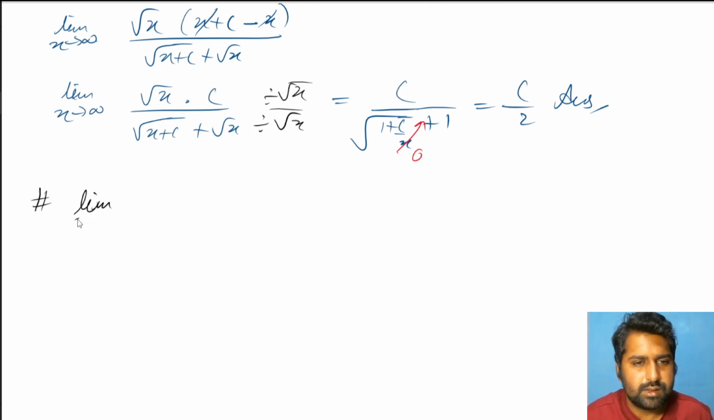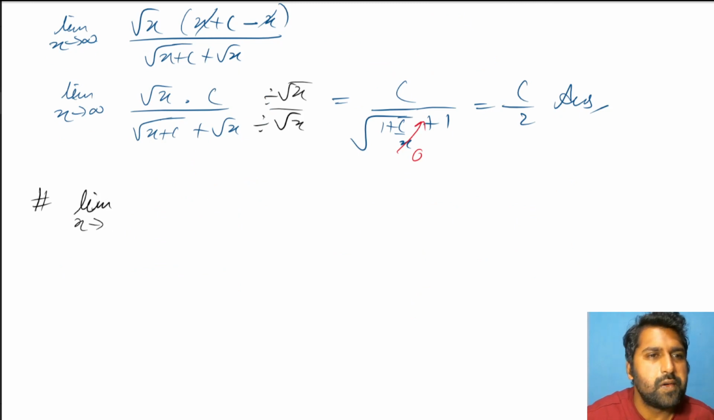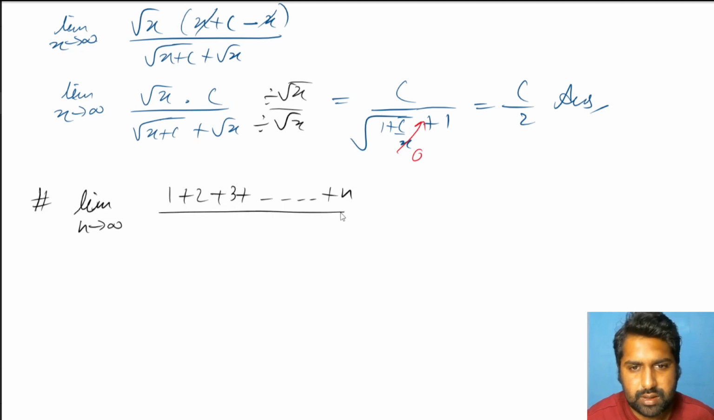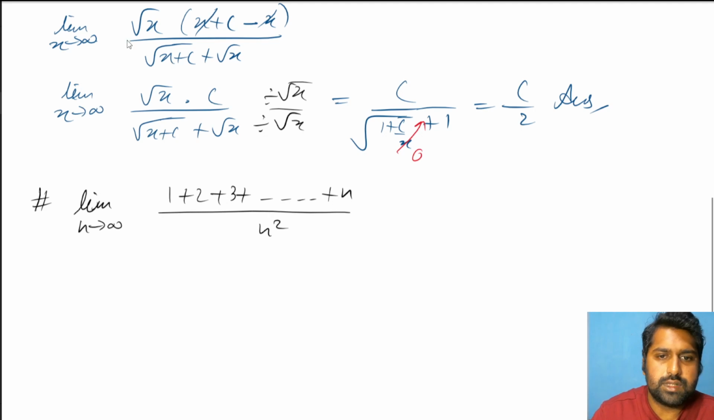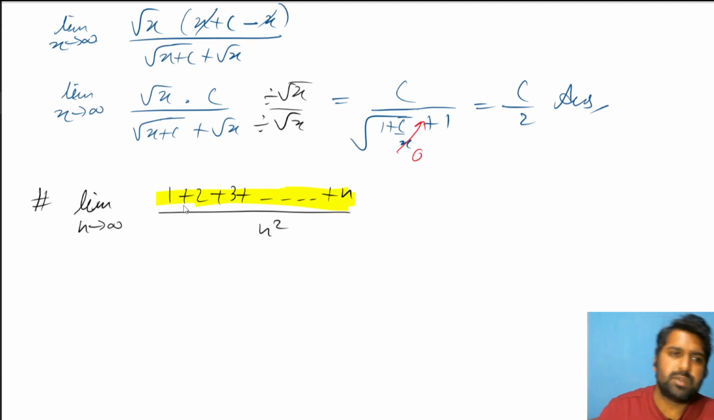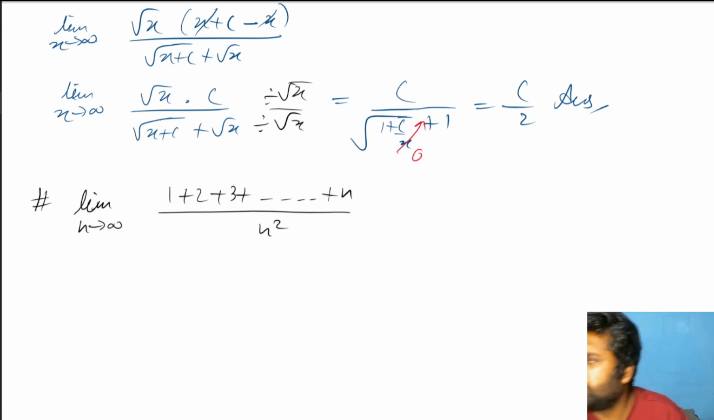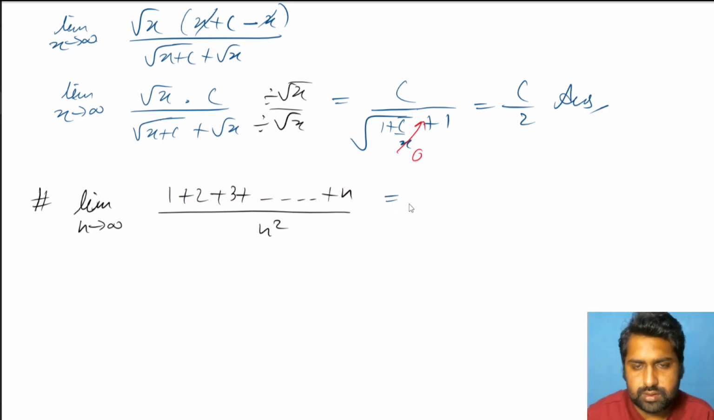Let's mix it a little bit. Limit n tends to infinity, 1 plus 2 plus 3 plus up to n upon n square. You have to calculate this. Now this expression 1 plus 2 plus 3 plus up to n is a standard formula in AP. It is called summation n, and the formula is n into n plus 1 by 2.